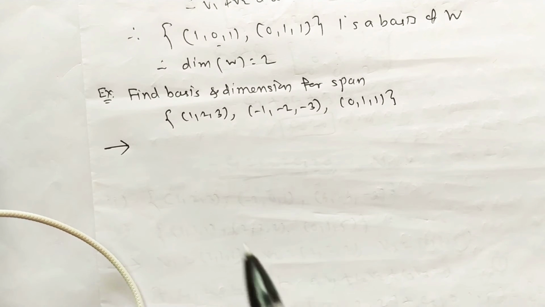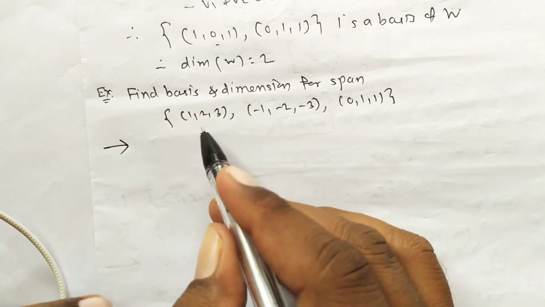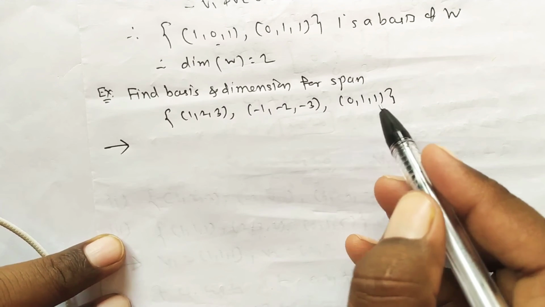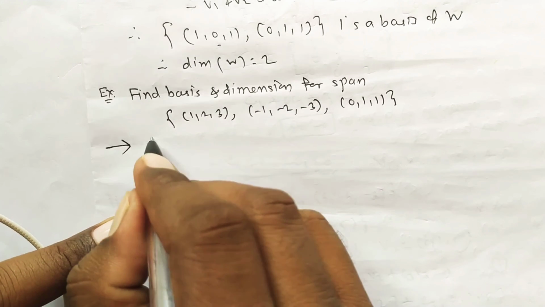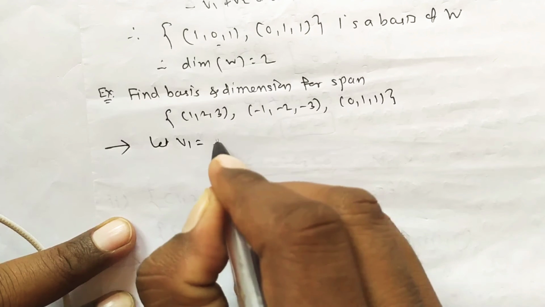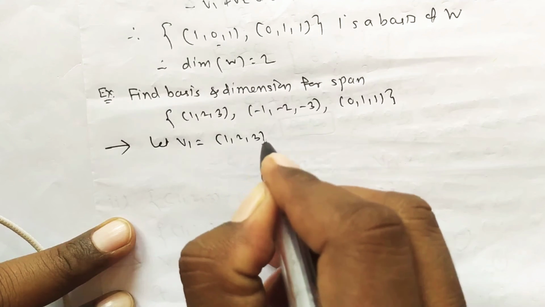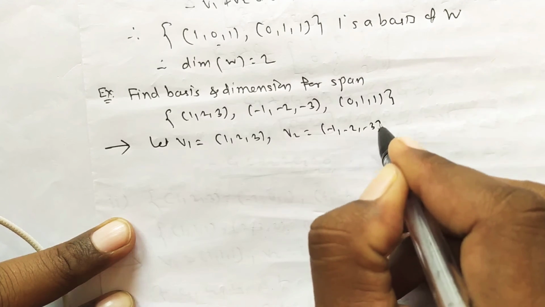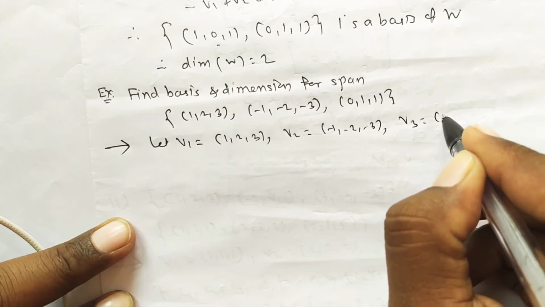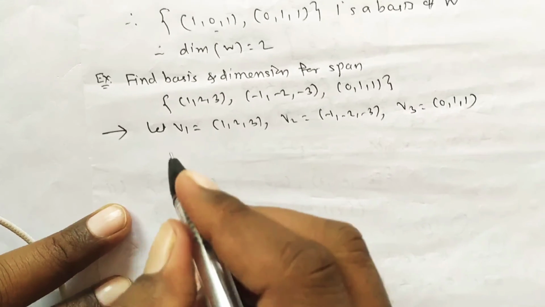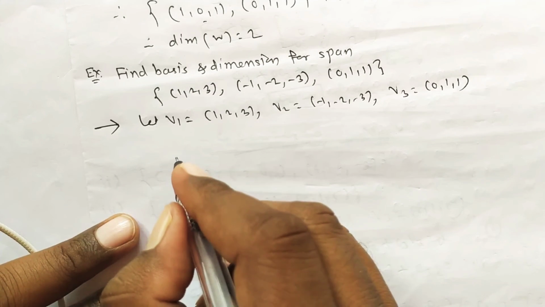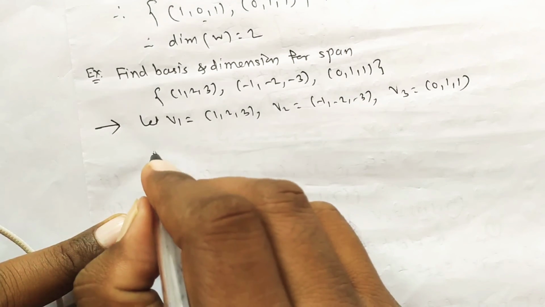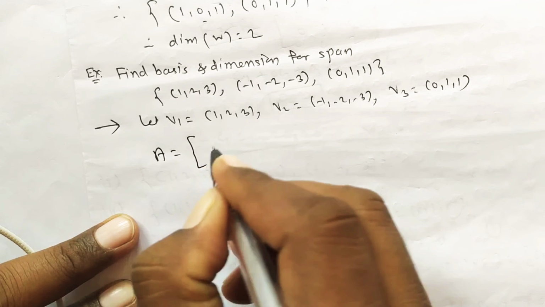Now the next problem is to find a basis and dimension for the span of (1, 2, 3), (minus 1, minus 2, minus 3) and (0, 1, 1). So here we are given row vectors. Suppose the first vector is v1, that is (1, 2, 3), the second vector is v2, (minus 1, minus 2, minus 3), and the third vector v3 is given as (0, 1, 1). Okay, so we have to find a basis of this. Basis means we have to find linearly independent vectors from this. Okay, so we write the matrix A from these vectors, these are the row vectors.